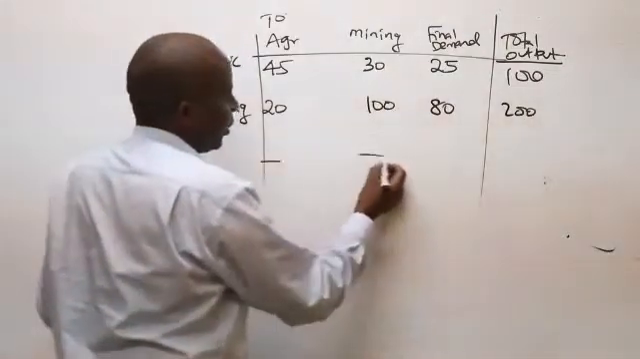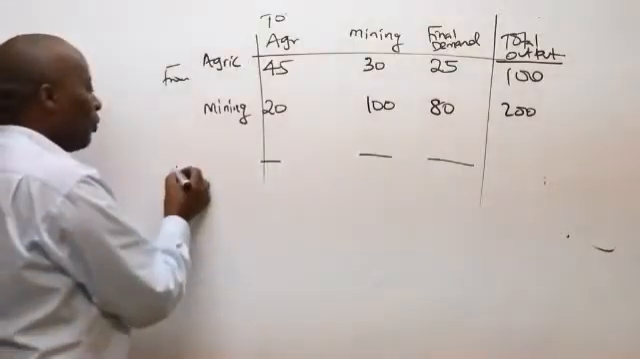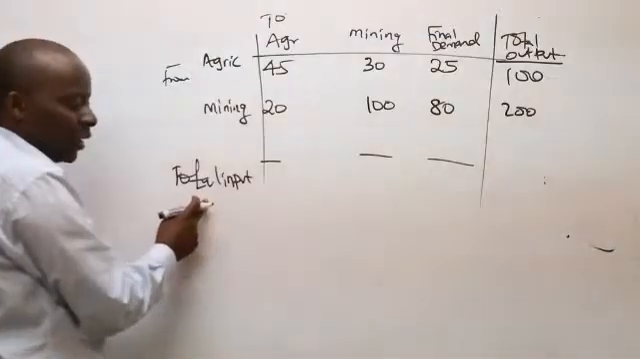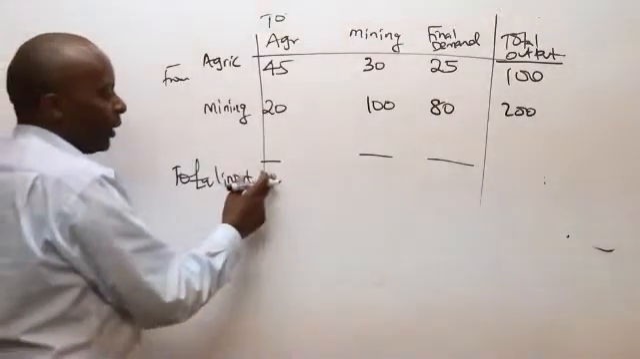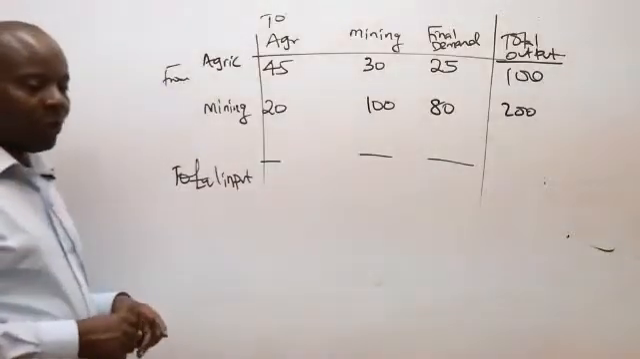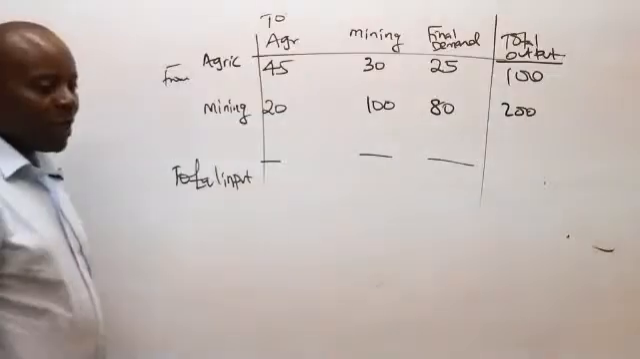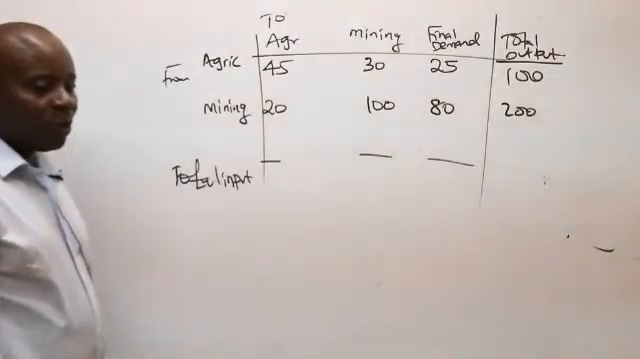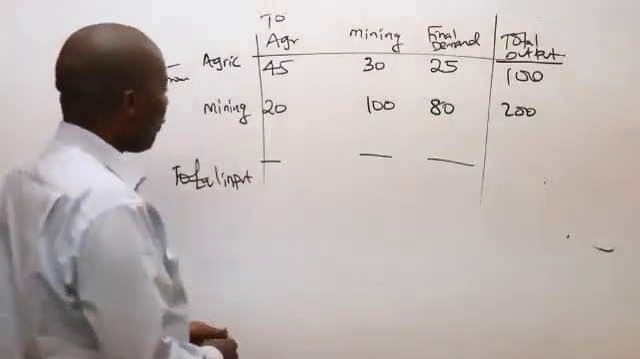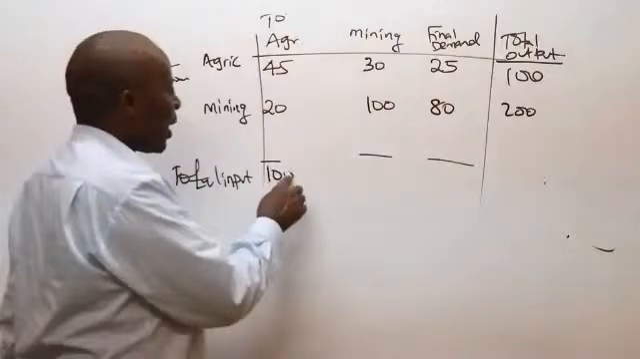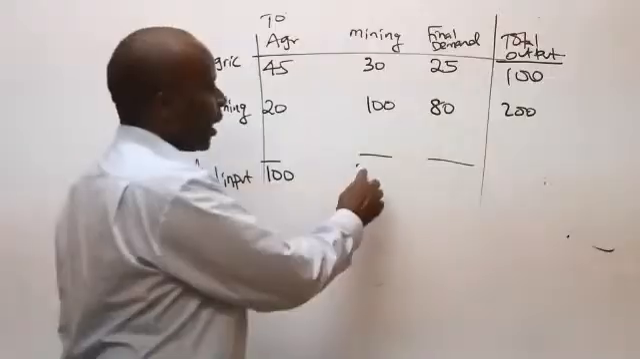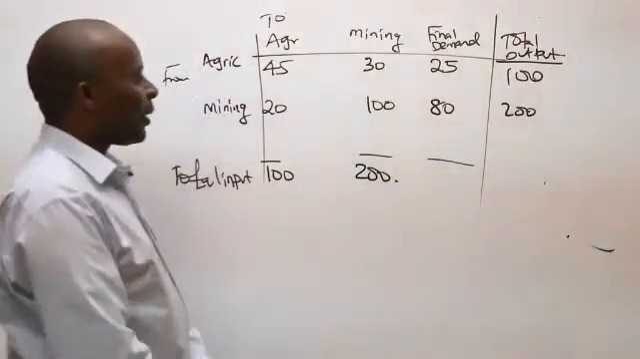Now listen. Then we'll come and talk of what we call the total input. Up there we have output, and then here we have the total input. Can somebody give me the total input of agriculture? Somebody says 65. Thank you very much for trying. However, that is a lie. The total input for agriculture is 100. The total input for mining is 200. Is there anybody who is able to see where I'm getting those figures from?